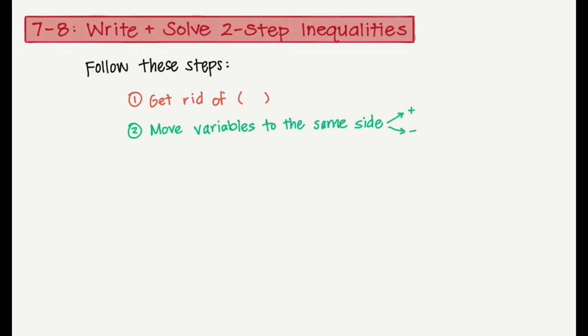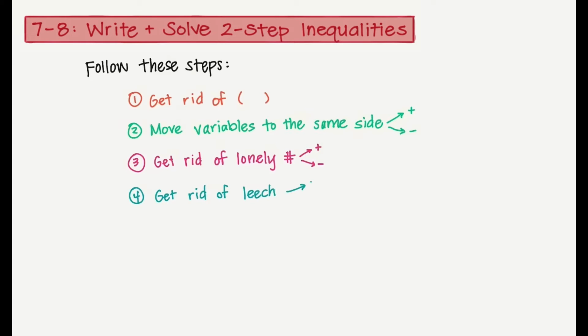The third step that I want you to remember is to get rid of the lonely number. Okay, that number that's by itself, get it away from your variable. You do that by adding or subtracting. And then the final step is to get rid of the leech, the number that is sucking the life out of that variable. It's attached to it. So you either multiply or divide to get rid of it.